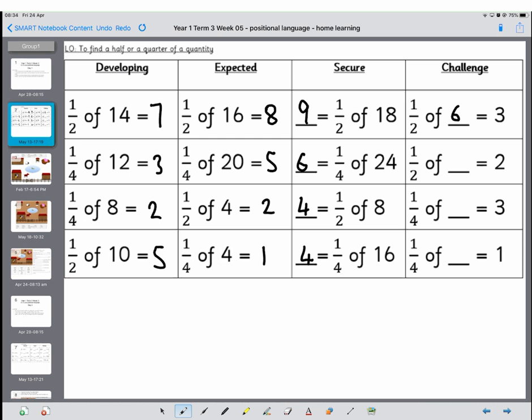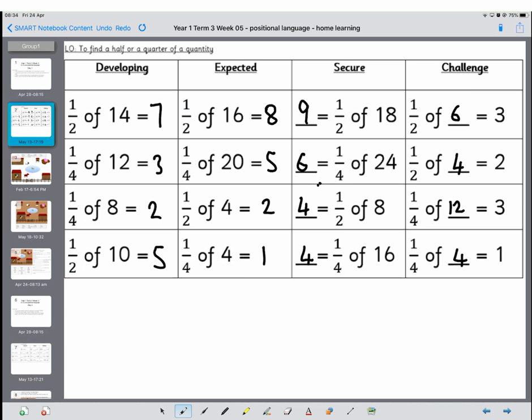A half of something makes 2, which is 4. A quarter of something makes 3, so we need to put 3 in each section. So that's 3, 6, 9, 12. And then a quarter of something makes 1, and that's 1 in each section, so that's 1, 2, 3, 4. There you go, well done, Year 1.